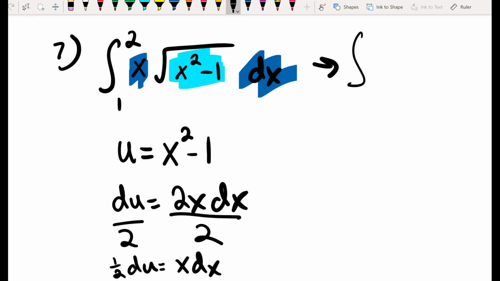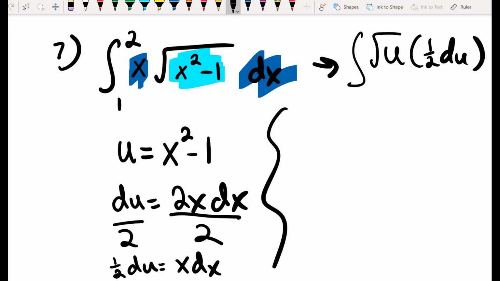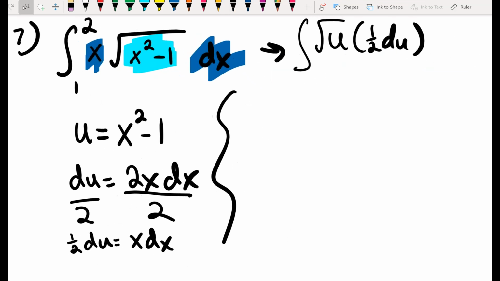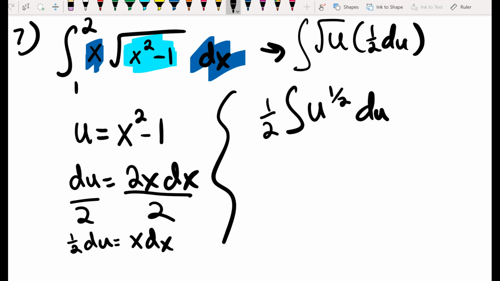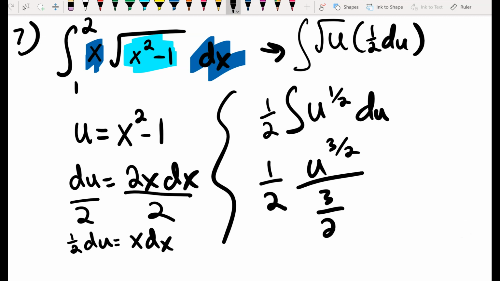So I'm going to take the integral of, now this light blue stuff is just going to turn into radical u, and all the dark blue stuff, x dx, is just the same thing as 1/2 du. All the same rules still apply here with my integration. Nothing changes yet. I'm going to bring out the 1/2, rewrite the radical u as u to the 1/2, and rewrite du. Now again, remember, I add 1 to the exponent. So 1/2 plus 2/2 is 3/2, and I'm going to divide by that exponent.